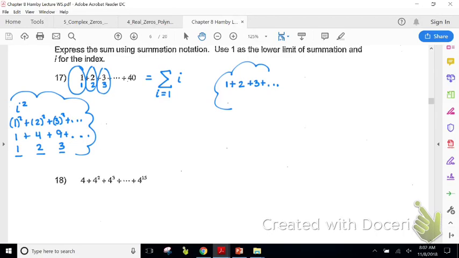So, now what number am I going to plug in to get 40? I'd have to plug in 40 to get 40. And so that's where I'm going to stop. That's your biggest one. That's my biggest one.